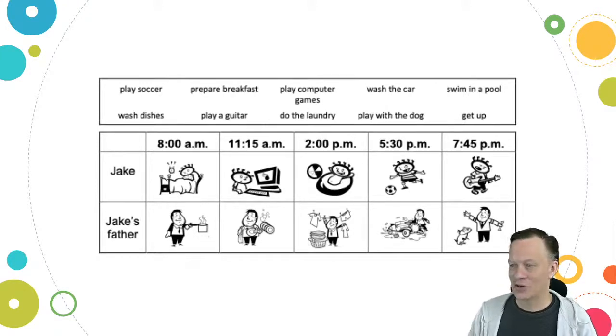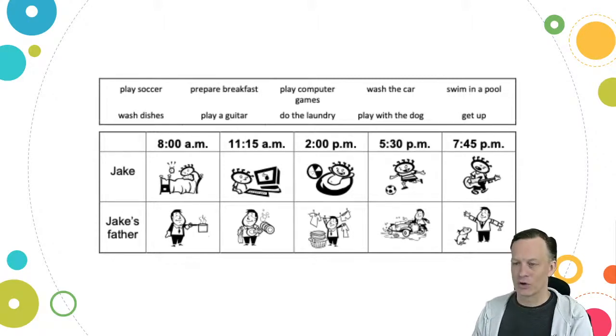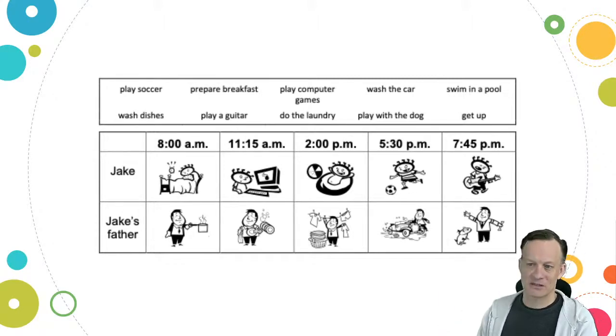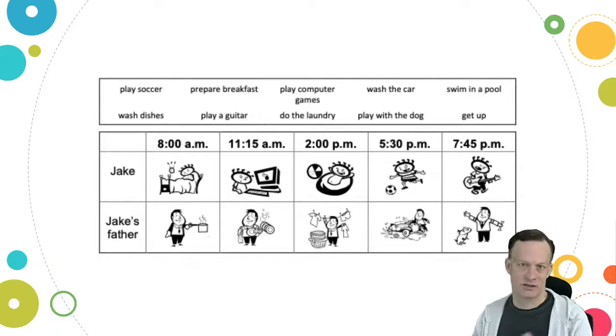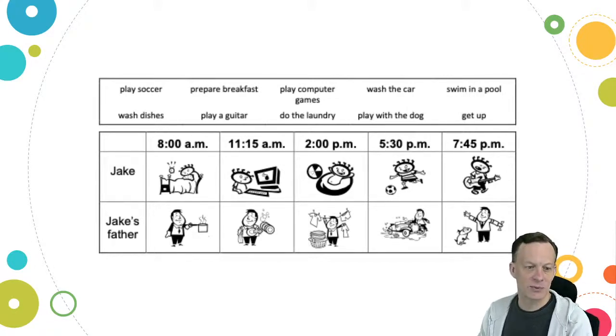Christian adds, okay, he was playing football. That's right. In the word box above, it says play soccer, but football, soccer, European, United States, that's the difference. Well, United States and Canada. Jake's father was doing the laundry at 2 p.m. Yes, excellent. Good, Enrique. While Jake was playing computer games, Jake's father was preparing breakfast.